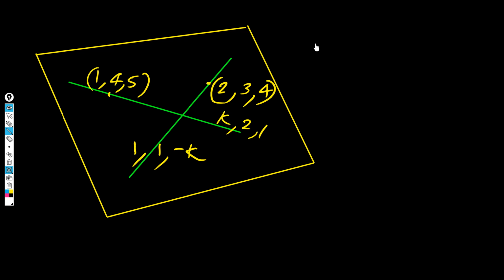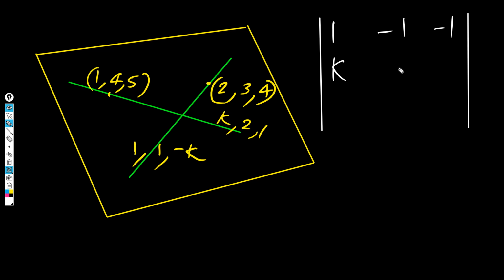Okay, so this is... but when 2 points are given, you cannot take them directly. You have to take x2 minus x1: 2 minus 1, and this is 3 minus 4, minus 1, and it is 4 minus 5, minus 1. And what are the DRs here? k, 2, 1.